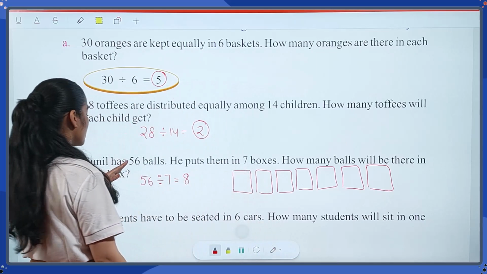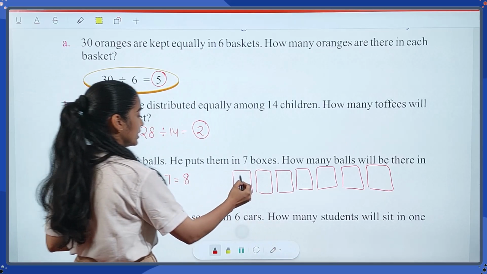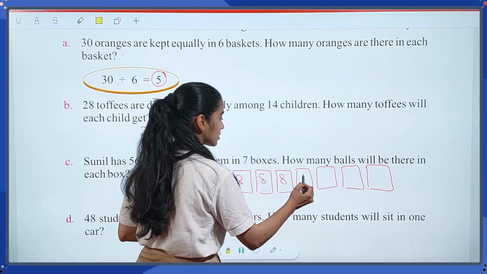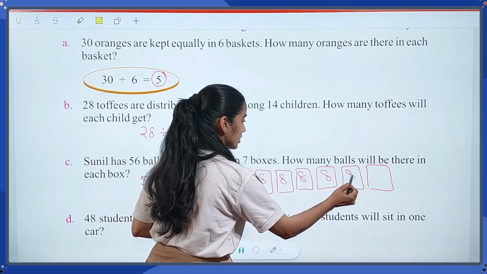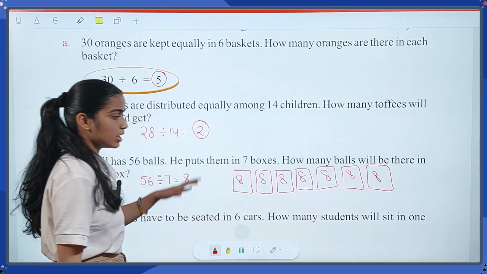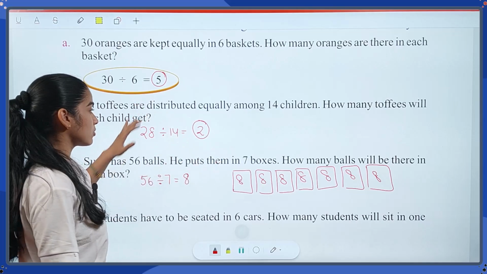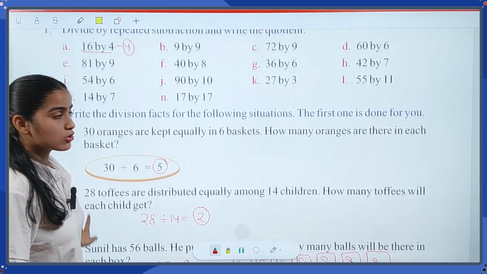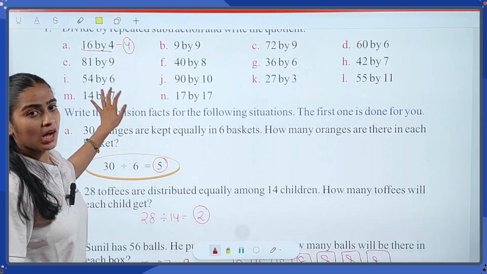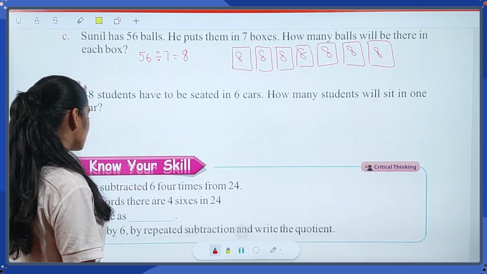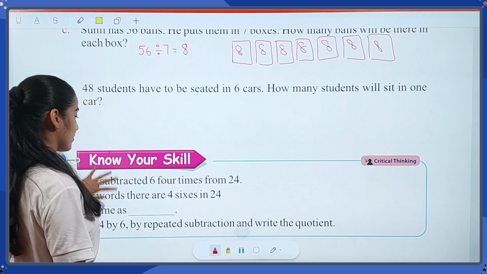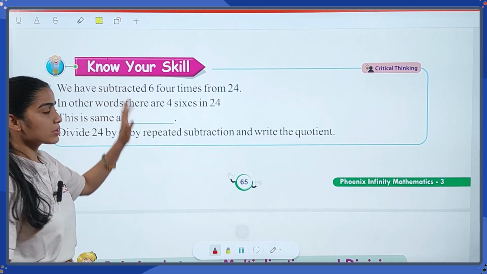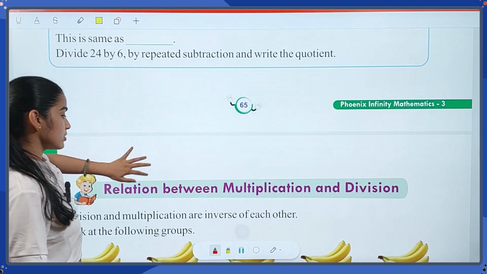Now in this you can distribute your 56 as 8, 8, 8, 8, 8, 8. So in each box we get 8 chocolates. So by doing this you can get your answer. If you have any doubt, you can choose your repeated subtraction method as well. Similarly you have to do this question as well. After that you have to know your skill, evaluate yourself and solve this question on your own.